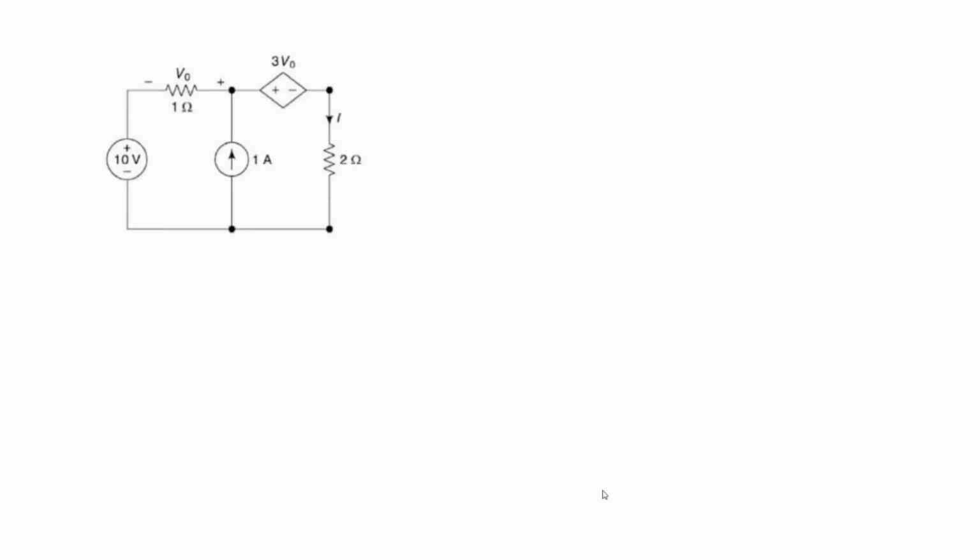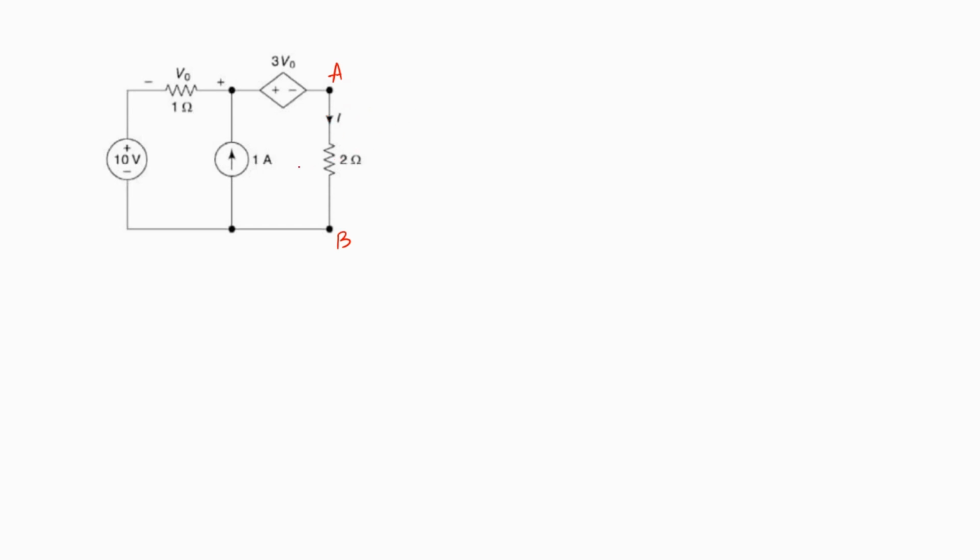In this problem, we have a combination of a current source, a voltage source, and a dependent voltage source, which is voltage controlled. We need to compute the load current I flowing through the 2 ohms resistor and also obtain the Thevenin's equivalent circuit. In order to do that, the first step is to identify the output nodes. If 2 ohms is the load resistor, AB is going to be the output terminals, and I is going to be the load current.